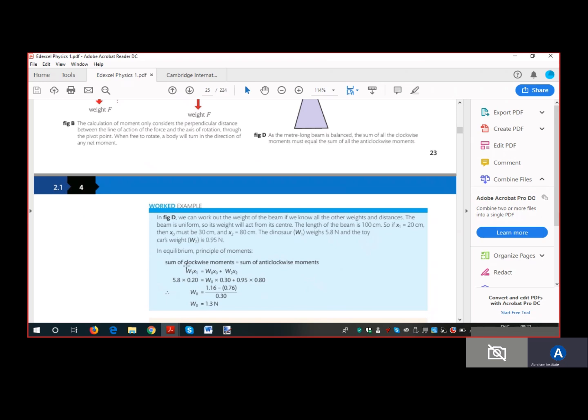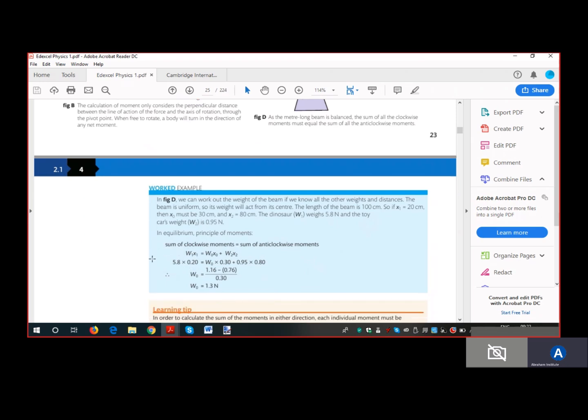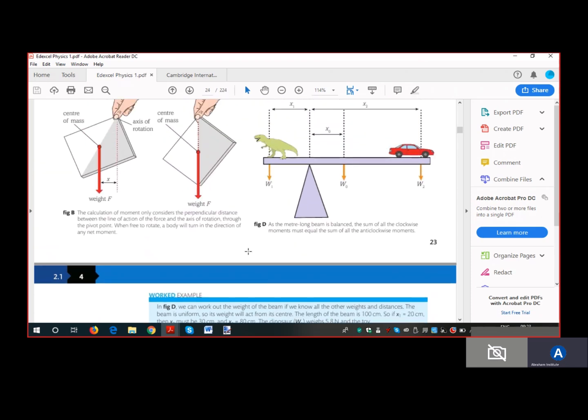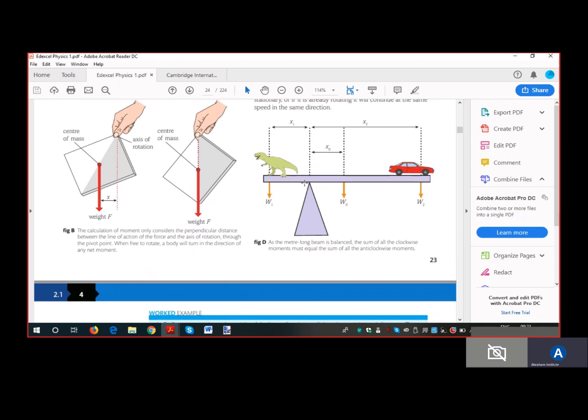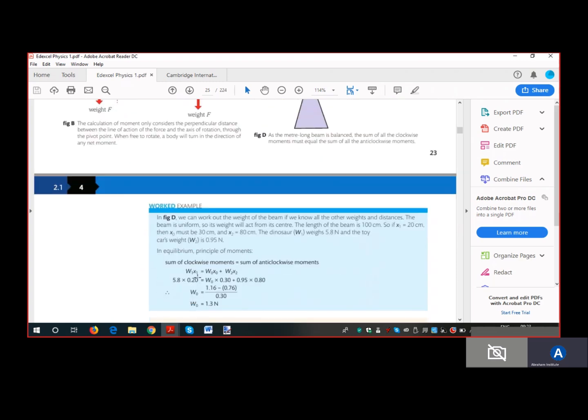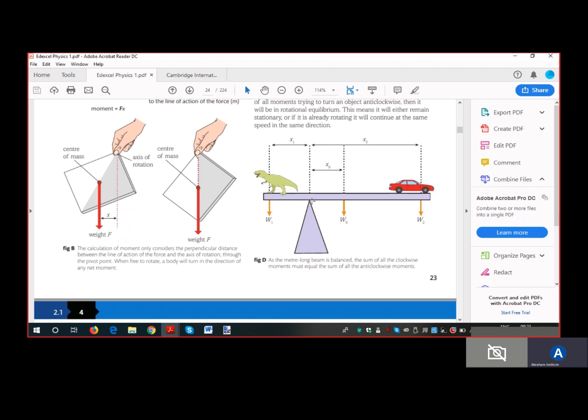It's better if you say about which point you are taking moments. Here they have just written it, but they haven't said about which point the moments are taken. So you also have to say about which point the moments are taken. So let's call this point A. Then you say the moments are taken about the fulcrum or the pivot at A, taking moments about A.